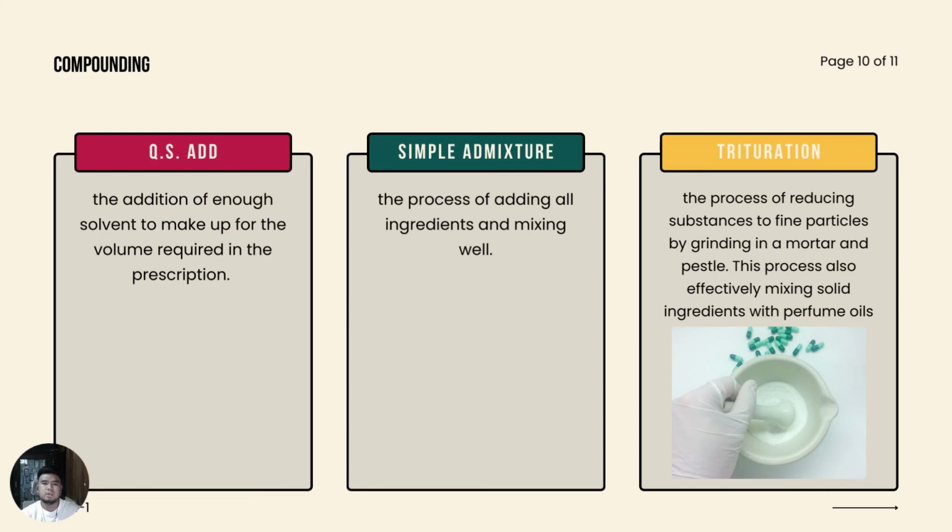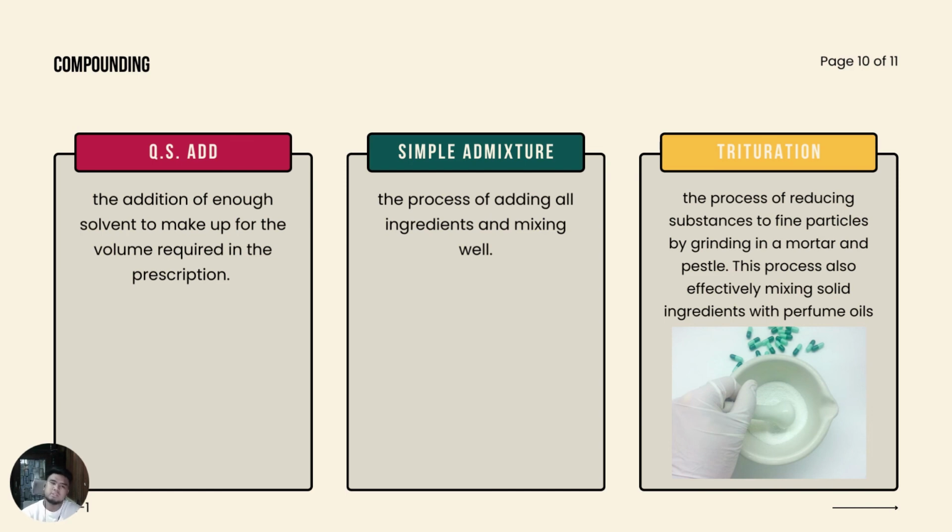Next is the term QS, or quantity sufficient to make. This is the addition of enough solvent to make up for the volume required in the prescription. Basically, ito yung kung gaano kadami yung need natin na solvent na i-add para dun sa prescription na ibinigay sa atin.